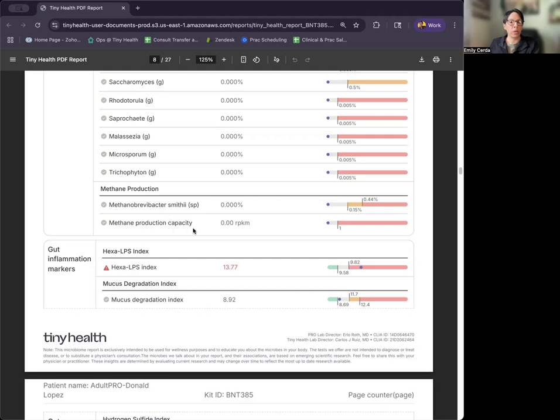So whenever you see the word capacity in our test, you are looking at more functional markers of what the microbiome is capable of.